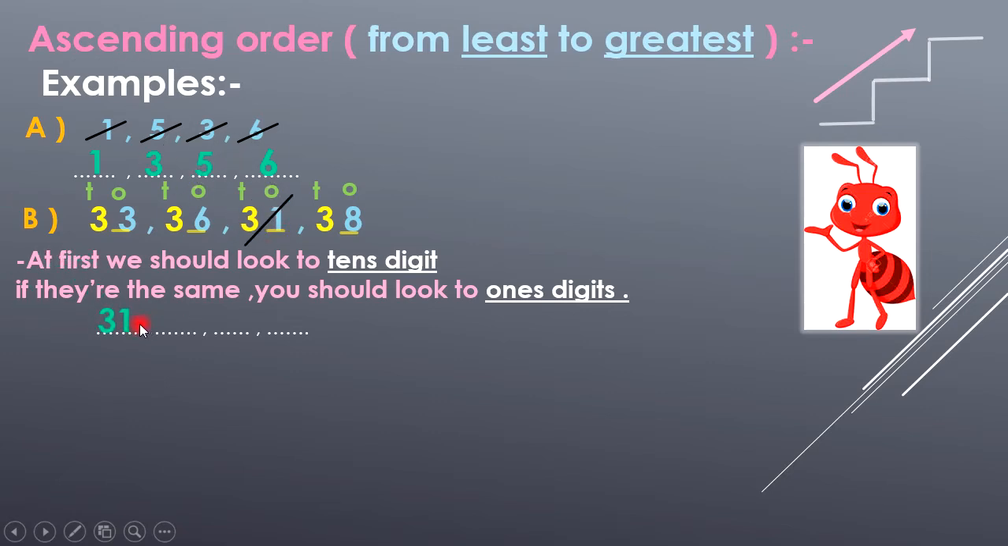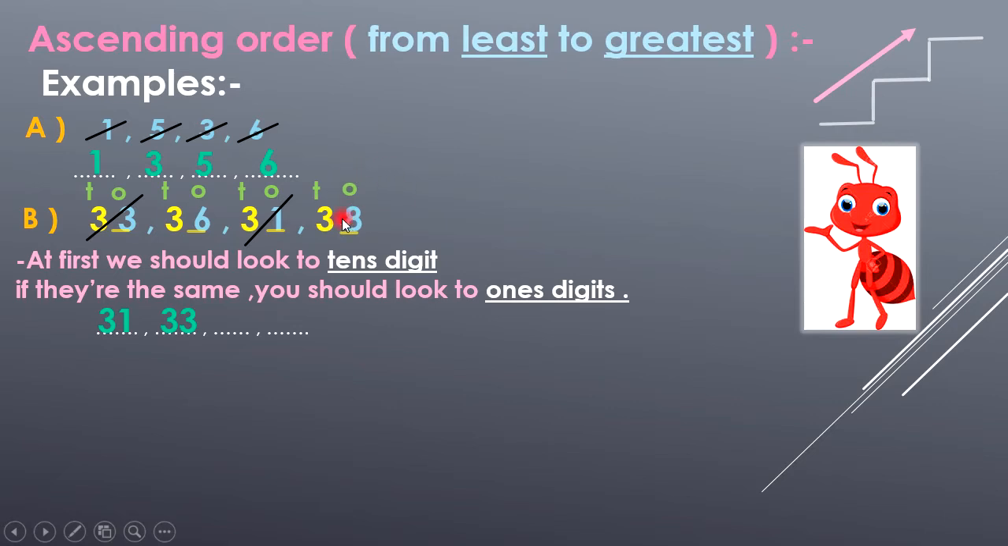Okay, now I have 33, 36, and 38. Which number is the smallest in ones home? Yes, 33, because 3 in ones home is the smallest. Okay, so I'll cross 33 and put here 33. Now I have 36 and 38. Okay, which one is the smallest?